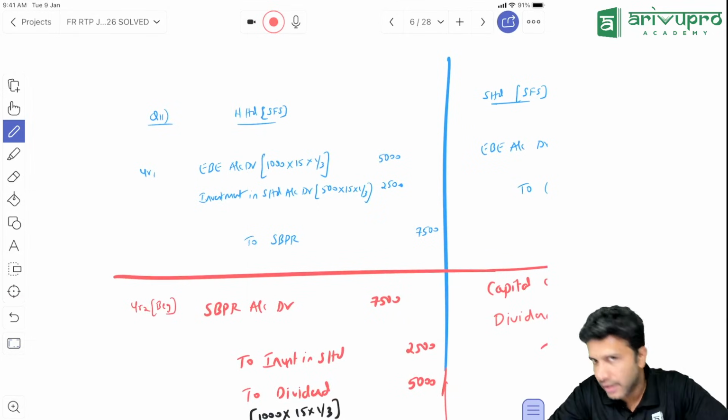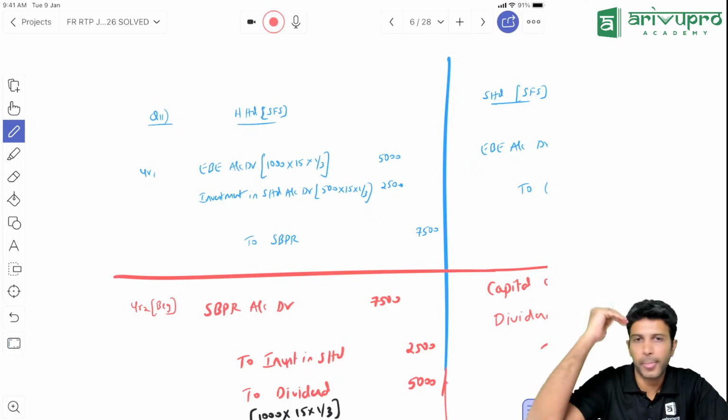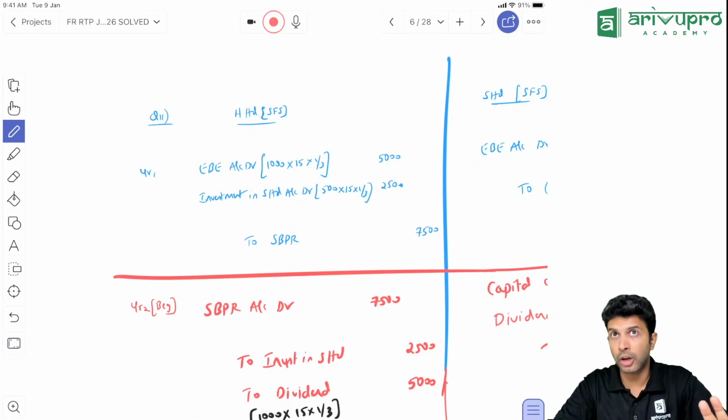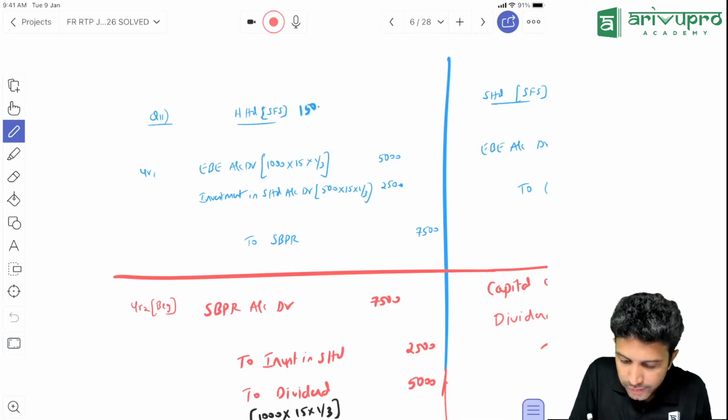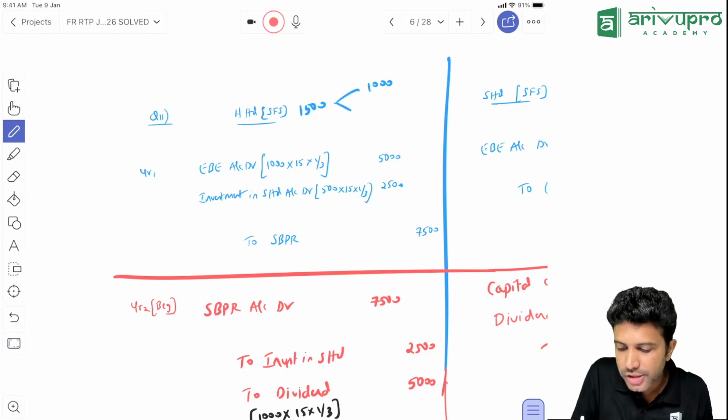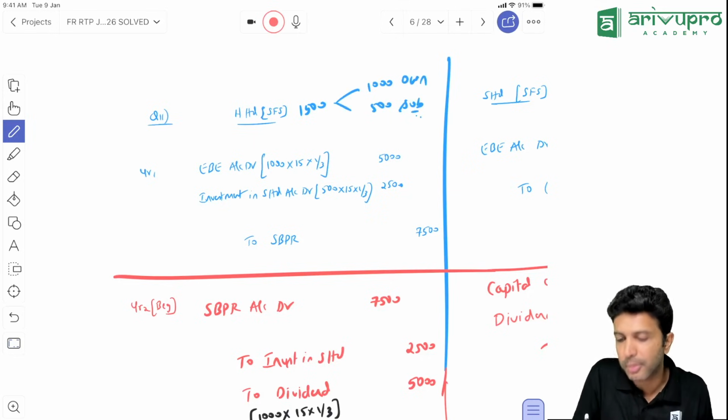Now H is giving the shares. What is the journal entry? Employee, investment, no, hang on. Totally 1,500 shares were given. In that 1,500, 1,000 shares are for their own employees and 500 are for the subsidiary's employees.